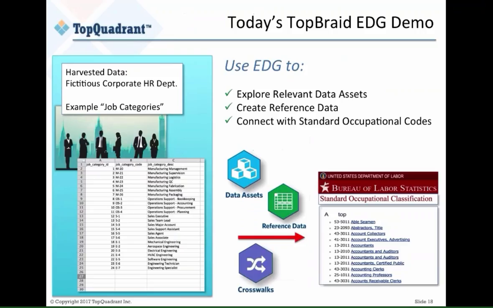So I'm about to turn it over to Irene, and what you're going to see her do is exactly that. And we're going to do it with some harvested data from a fictitious corporate HR department. And the example we'll be using is about job categories. You can see what that might look like here in a reference data table. And then we're going to use EDG to explore the relevant data assets, create some reference data, and then connect it out with a standardized reference data set, which is the standard occupational codes from the Bureau of Labor Statistics.